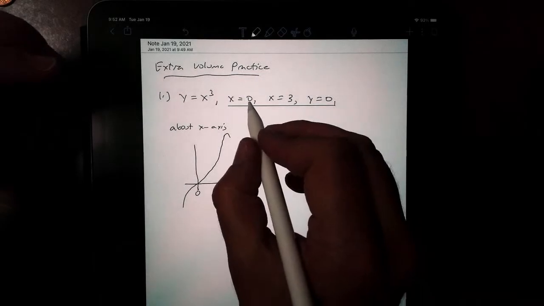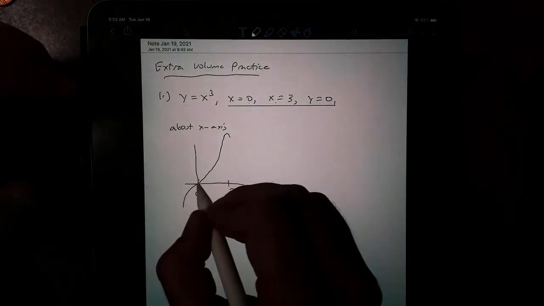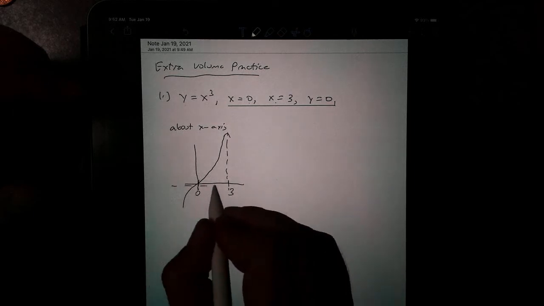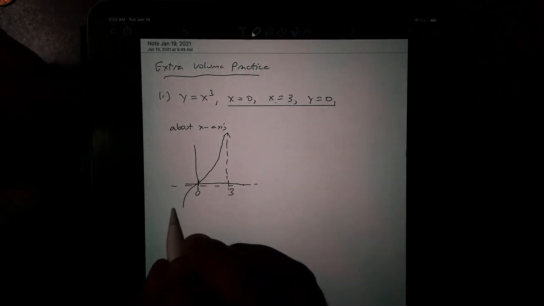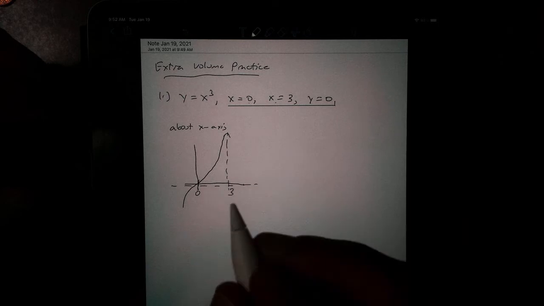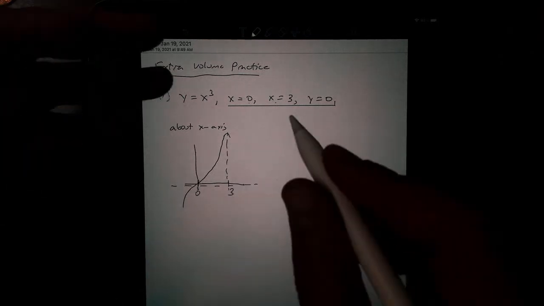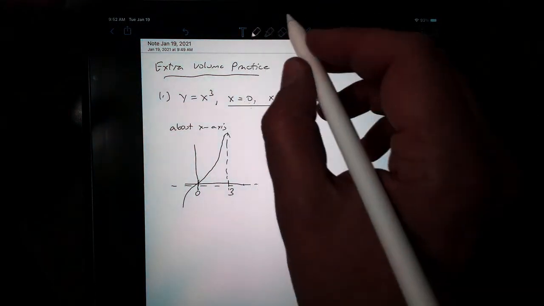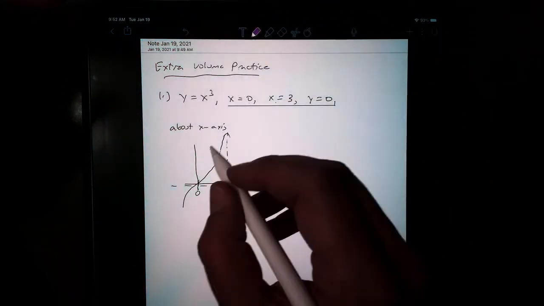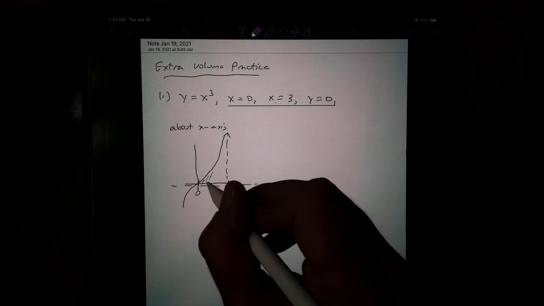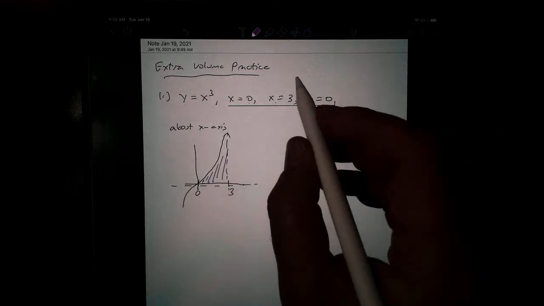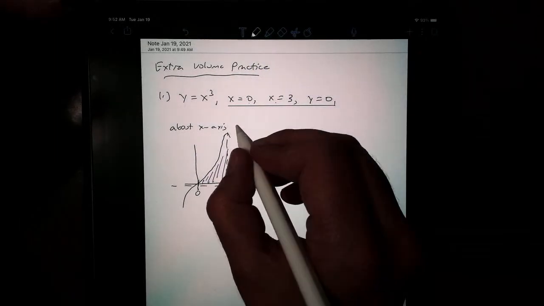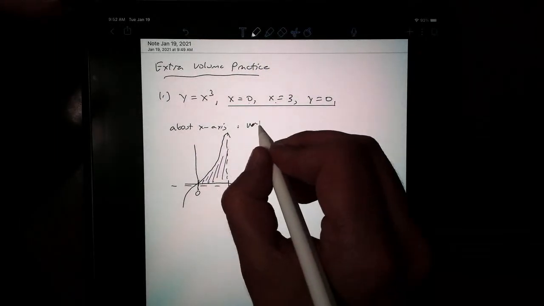So you have to look at the domain that they give us. They want from x equals 0 to x equals 3 and y equals 0. So that's the x-axis. So which region contains all four of these constraints? And of course, the answer is this little region in between, and we can shade that in. Now, since we are going to revolve about the x-axis, we are going to have a vertical rectangle.